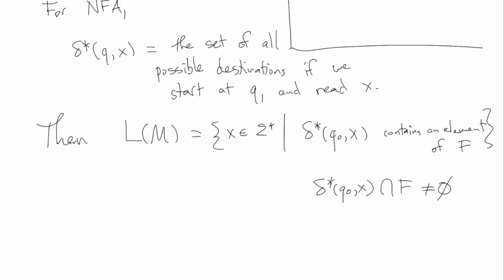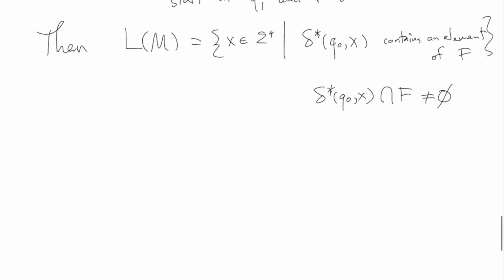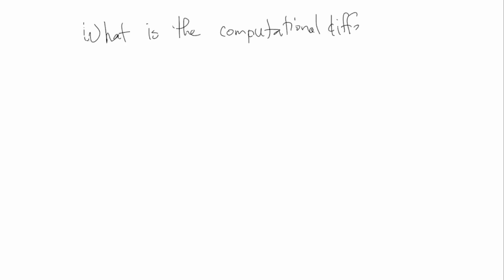I would like to discuss our next topic. I've mentioned a few times that everybody knows there are differences between NFAs and DFAs. But the real question is: what is the computational difference between NFA and DFA?